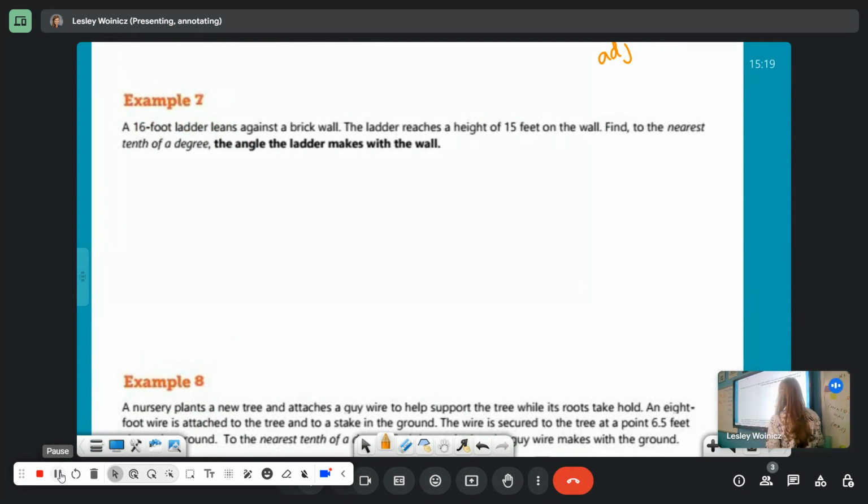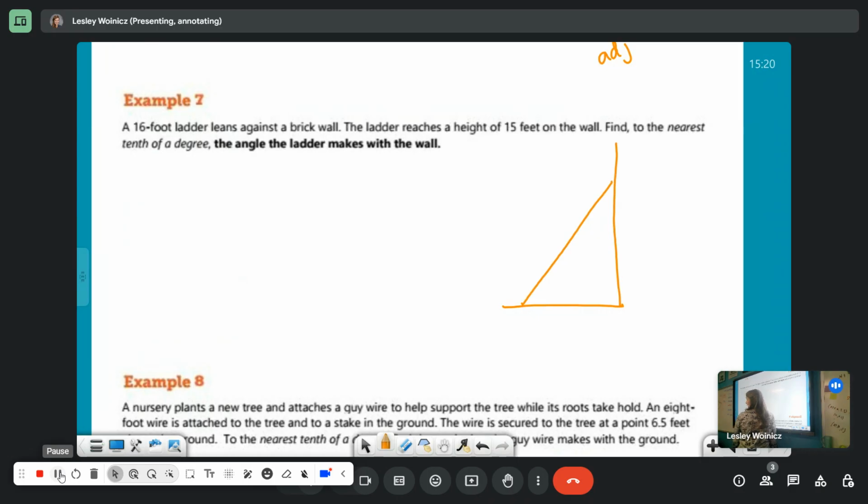All right, we've got a 16-foot ladder leaning against a brick wall. The ladder reaches a height of 15 feet on the wall. Find to the nearest tenth of a degree the angle the ladder makes with the wall. So are we finding the angle to the ground? Okay, so just make sure you're finding the correct angle. Go ahead and draw your picture. We usually put ladders on the ground. It says that the wall is vertical. Usually ladders have to lean against the wall.